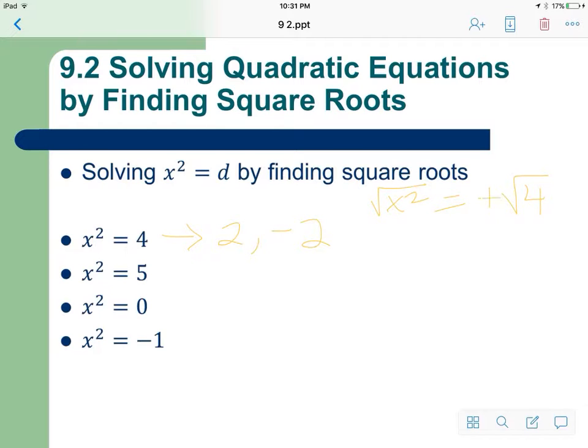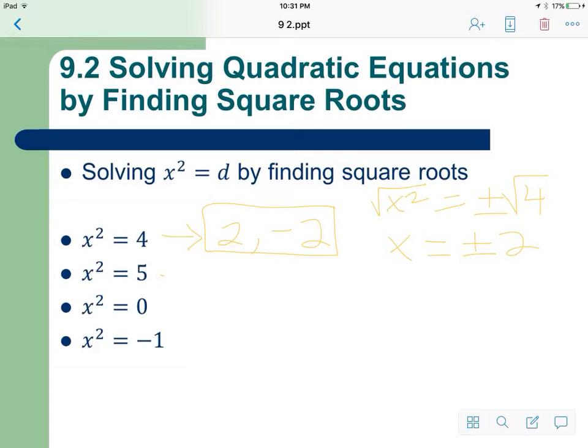And then there are always two roots. Both roots are involved. You take the square root of both sides and then make sure you do the positive root and the negative root. And that's how we got x is equal to plus or minus 2. And that's how we got this answer of 2 and -2.